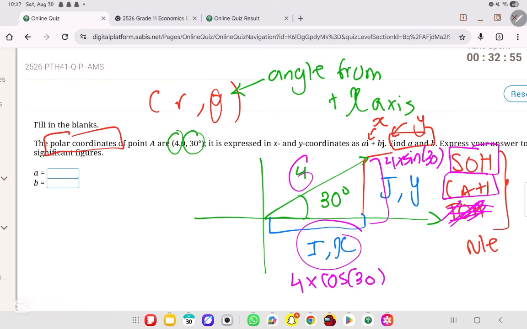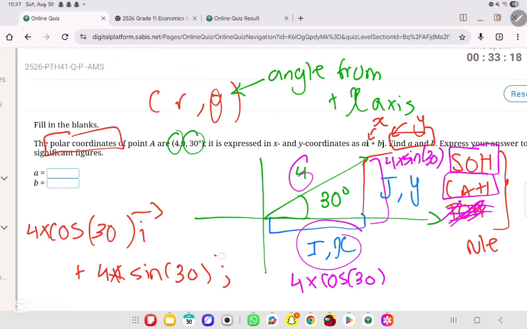Now, this is the long way. Or, again, you could have used the memorized way. What is the memorized way? It is the magnitude times cosine angle, which in this case is cosine theta, which in this case is 30i, plus 4 times sine 30j. Okay, put it on your calculators. 4 times cosine 30, you will get an answer of 2 radical 3. And 4 times sine 30, you will get an answer of 2. So it's 2 radical 3i plus 2j.